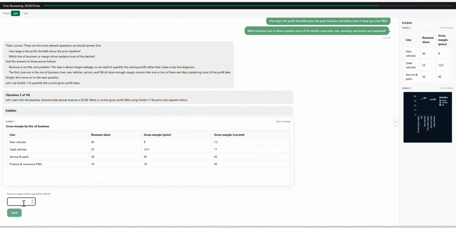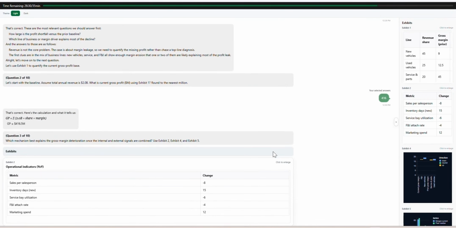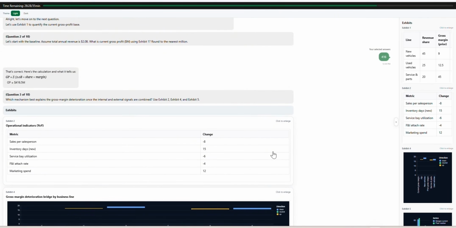So for our answer here, we're going to put 416. And there we go. Our answer is correct. And we also get the exact formula used to calculate the answer. All right, moving on to question 3.